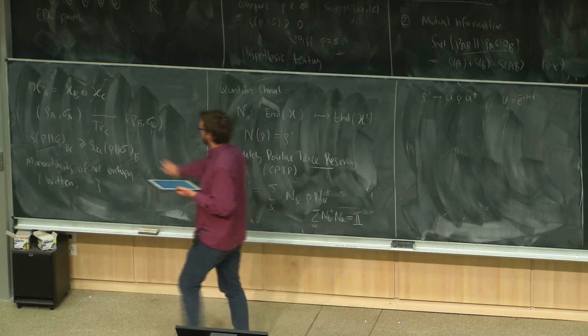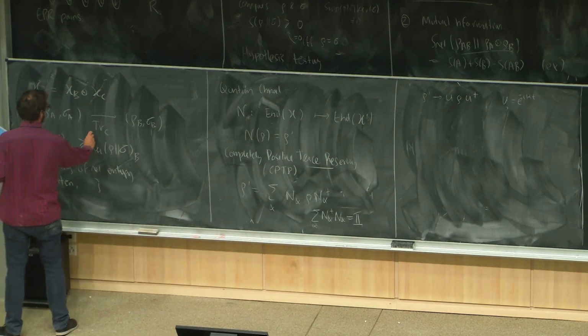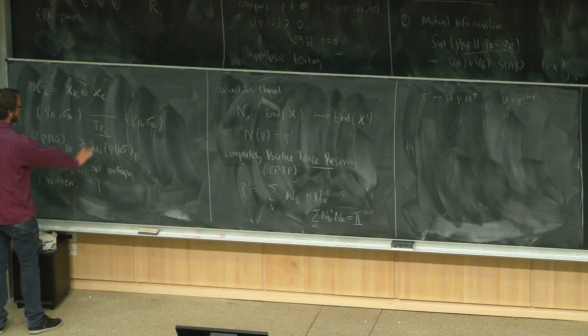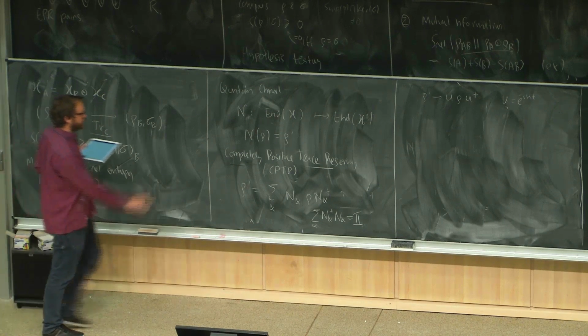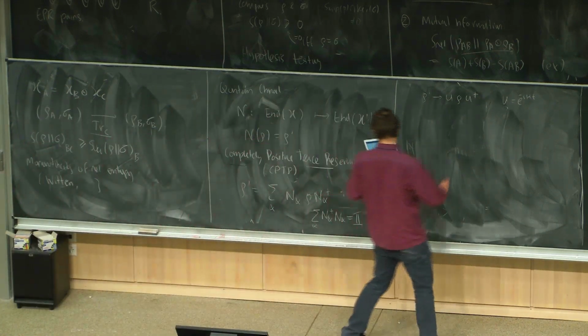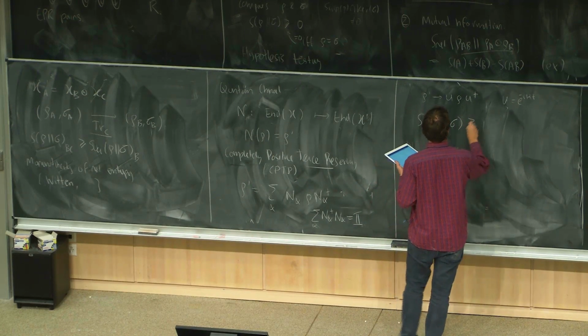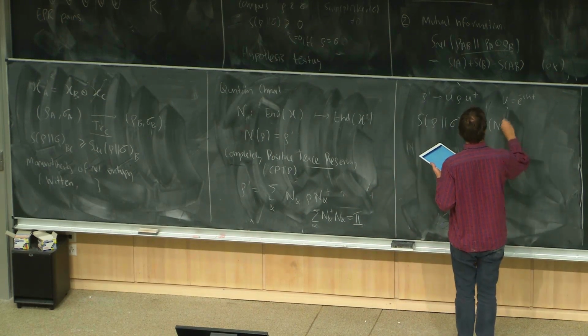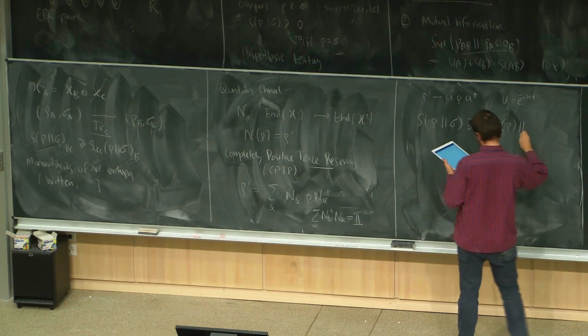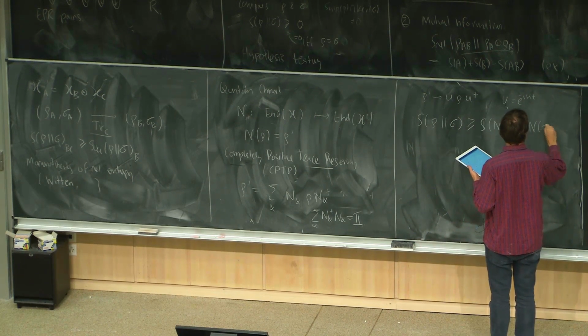And it turns out that relative entropy under traces like this always goes down, and under some quantum channel it also always goes down. So you get the following statement. And this is the most general statement of monotonicity of relative entropy.